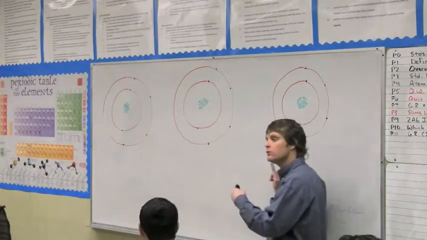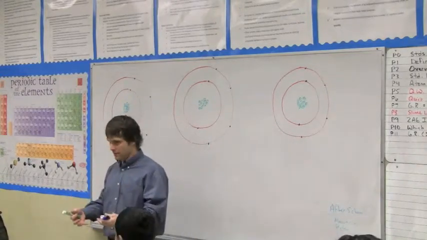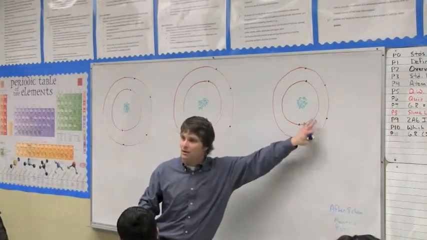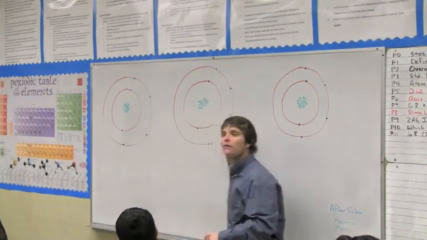The word that we use to describe that is isotopes. Isotopes are the same type of atom with a different number of neutrons.